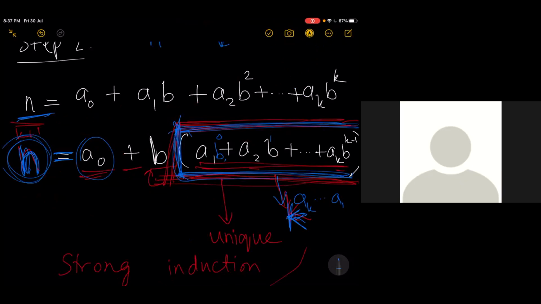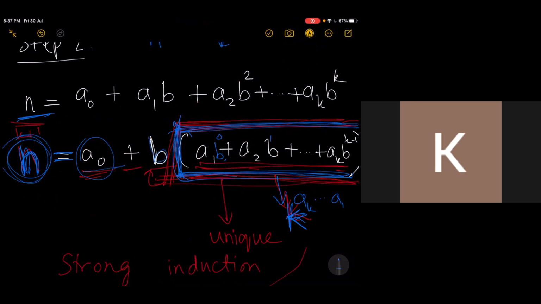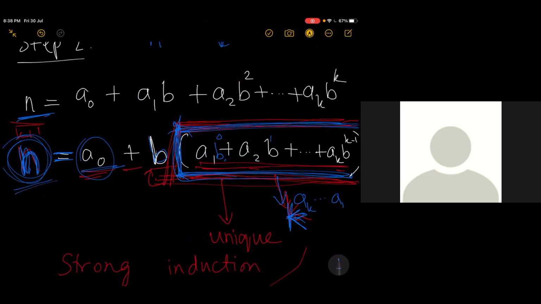Yes. So if this has a unique representation, I can just multiply it by b. The answer will be unique. Then I can just add a0. Again, the answer will be unique. So my representation for n will also be unique. Hence true. Yes, got it.